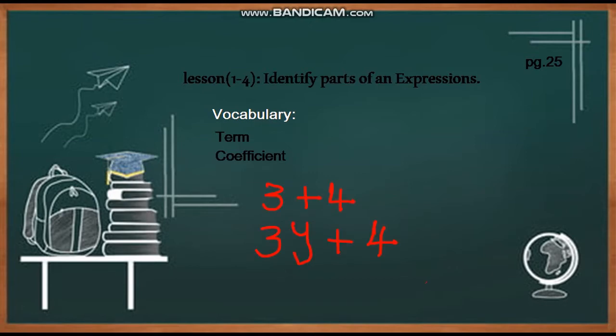But before we get started, do you know what type these two mathematical expressions are? The first one here is called a numerical expression, and the second one is an algebraic expression. Because as you know, in an algebraic expression we have at least one variable and one operation, and here we have the variable y and the addition operation.